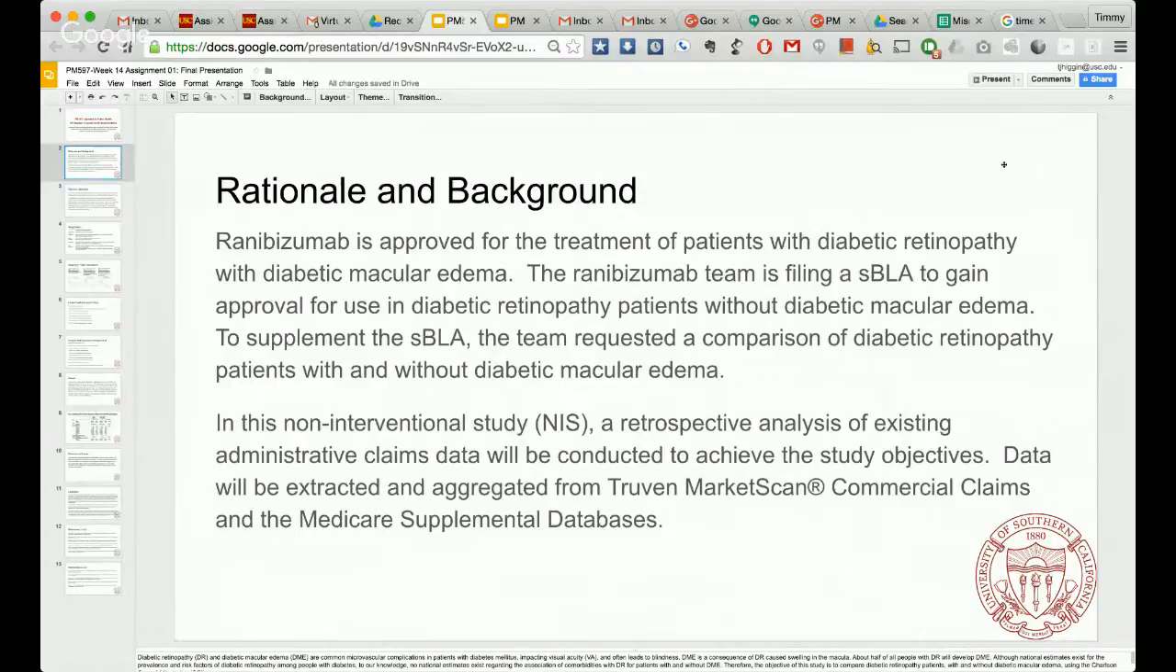To supplement it, they've requested a comparison of those two different cohorts, DR with DME and without DME. Therefore, we've been tasked with creating a non-interventional study, which involves a retrospective database analysis of these two different cohorts using Truven MarketScan commercial claims and Medicare supplemental databases.